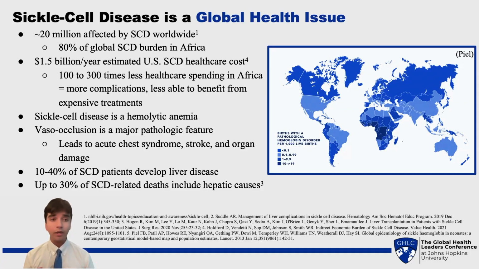We can see many organs damaged, the lungs, the brain, the kidney, the spleen, but very frequently also the liver. In fact, we see about 10 to 40% of sickle patients developing some sort of liver disease, and 30% of these sickle-related deaths included hepatic or liver causes.